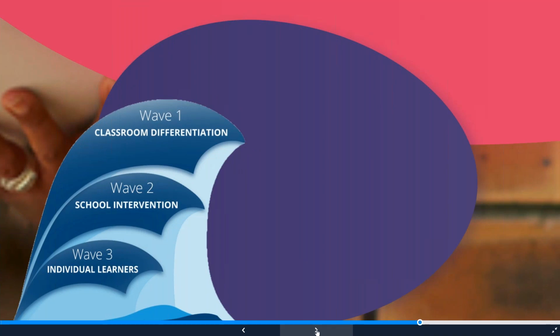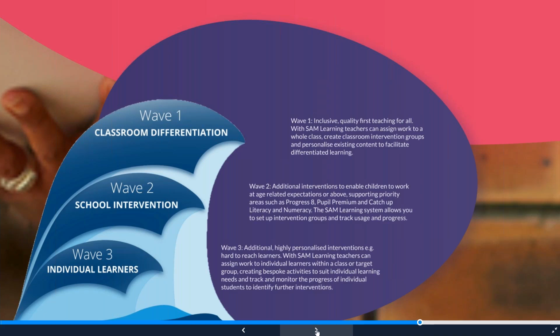SAM Learning includes standard access to its three-wave intervention model. We don't believe in selling add-ons. So the one price that you pay for SAM Learning includes absolutely everything for your school stage, including access to our three-wave intervention model so that you can create a number of different intervention groups, such as subject-specific catch-up groups, pupil premium, SEN, and so on, and then set differentiated tasks at a group or individual level based on the identified gaps that SAM Learning has highlighted.